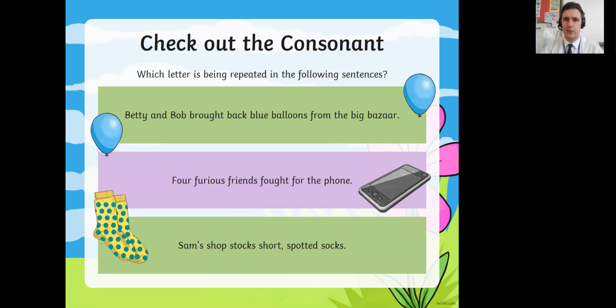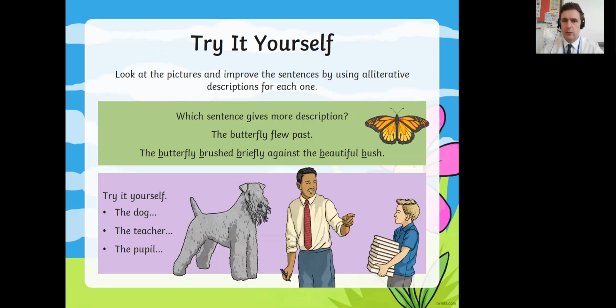Think of synonyms for different words. So go away and have a look at yourself. So the thing about the butterfly there, the butterfly flew past. That's all right, it's a bit of a boring sentence. The butterfly brushed briefly against the beautiful bush. Now that is a lot more engaging with the reader, isn't it? It paints a really nice picture as well.